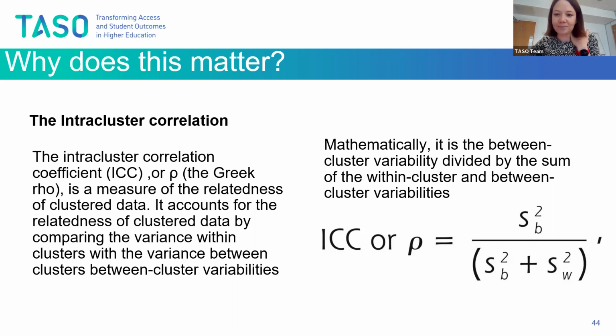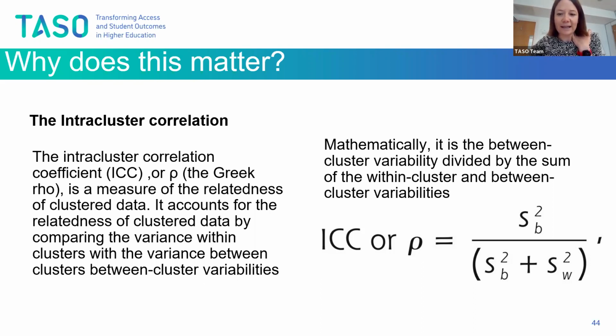But basically, what we are trying to understand when thinking about the ICC is the measure of relatedness of a cluster. So we're looking at the extent to which the variation within a cluster, so within a school, relates to the variation between clusters, so between the different schools in our unit of randomization.